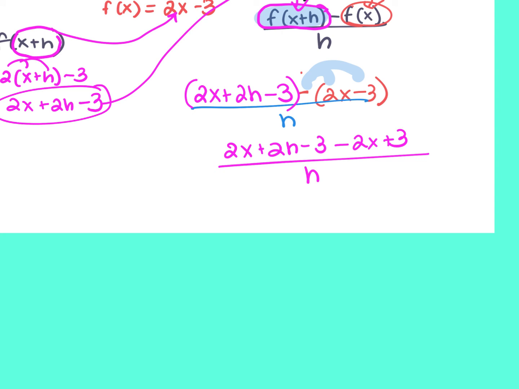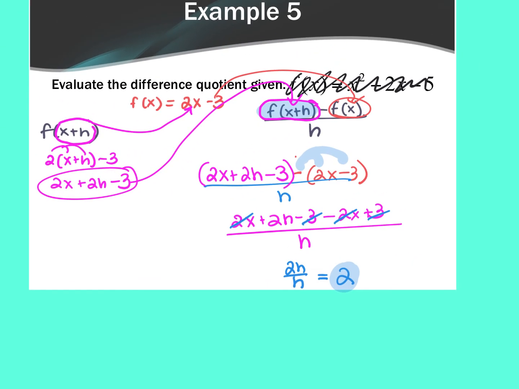Do we see stuff we can simplify? Negative 3 and positive 3 cancel out, and I get 2h over h, which is just 2. If you do it correctly, you will always be able to cancel things out, and you will always be able to cancel the h. It may not always result in one term, but you'll always be able to simplify it. I'm going to do another one.